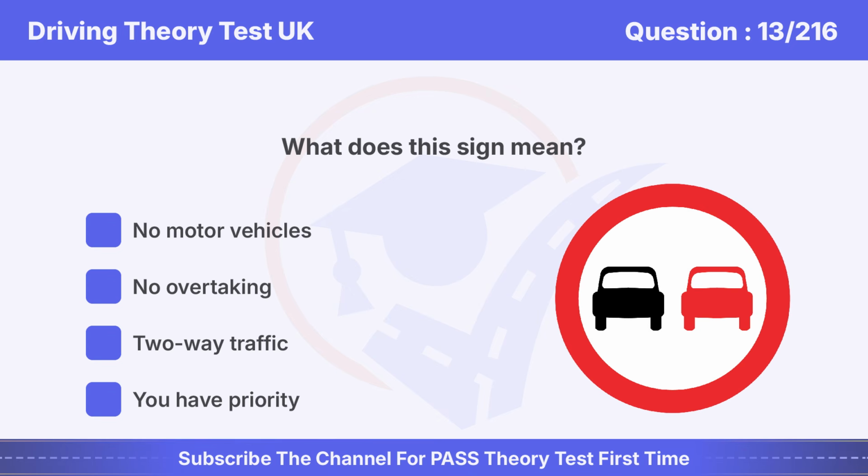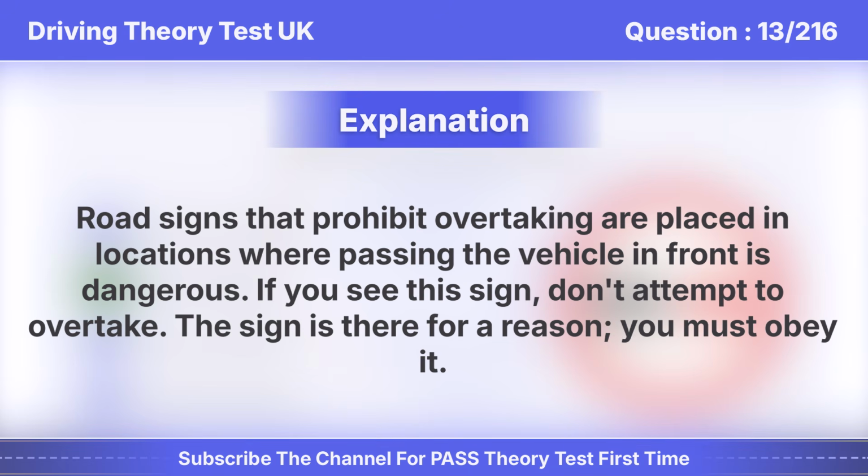Question 13. What does this sign mean? Answer is B. No overtaking. Road signs that prohibit overtaking are placed in locations where passing the vehicle in front is dangerous. If you see this sign, don't attempt to overtake. The sign is there for a reason. You must obey it.